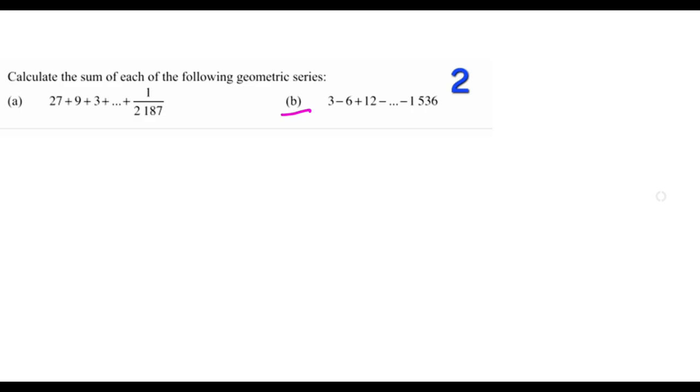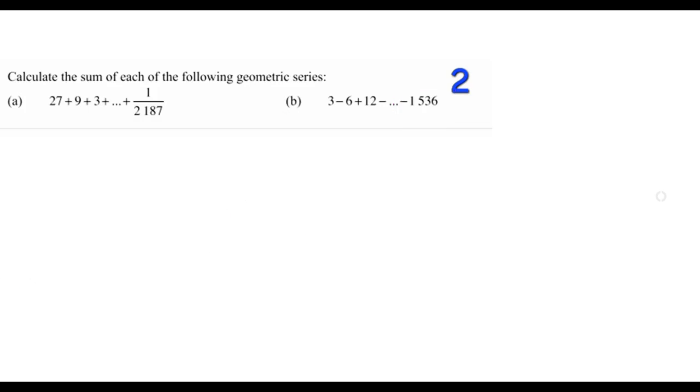Question 2, the B part. We must remember here that for our formula we need a, we need the ratio, and we need n as well. We don't have n, the number of terms, so first I need to find the number of terms. I'm going to use the geometric sequence formula with the last term that we have, equating them to find the number of terms n.